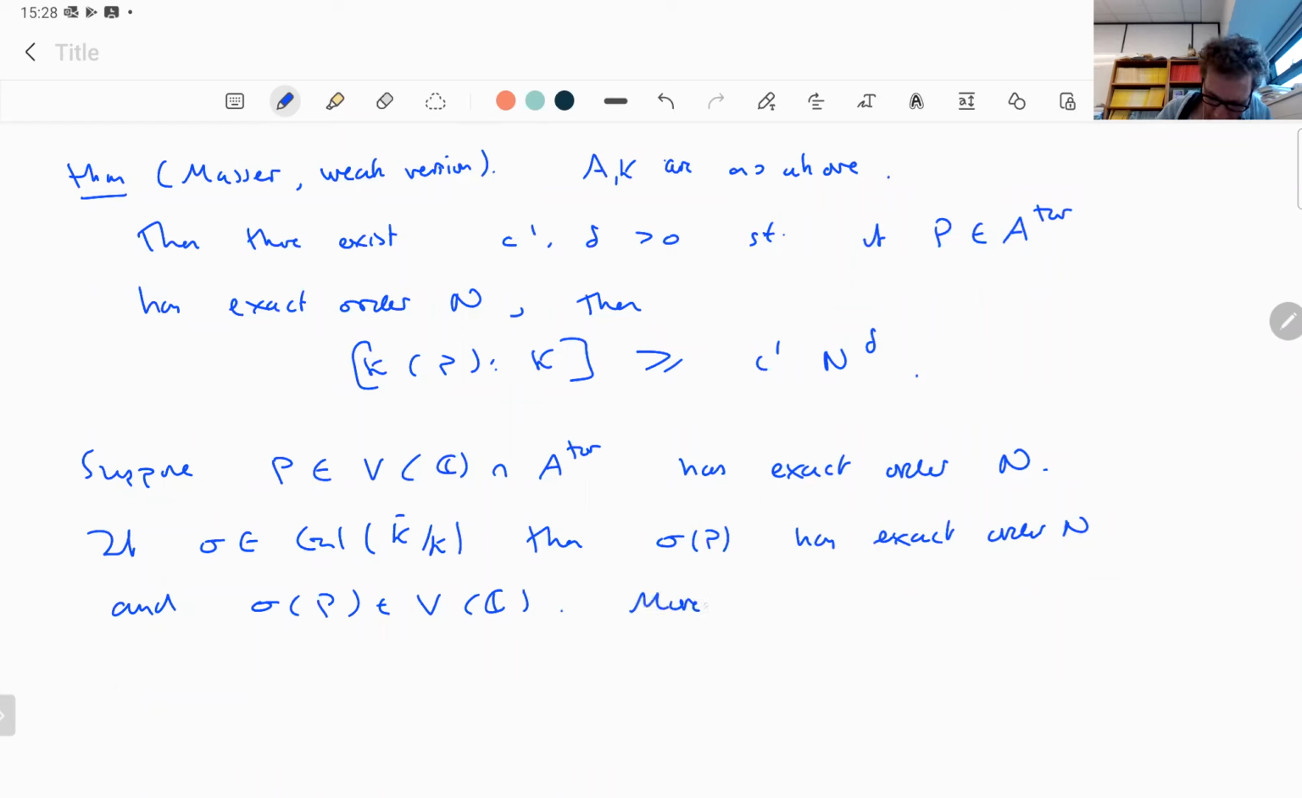Moreover, if the point I start with is not in the exceptional set, the E times 0 union 0 times E, then neither is the other point. So if P is in the image of B, then sigma P is in the image of B as well, because the exceptional set is defined by equations over K.